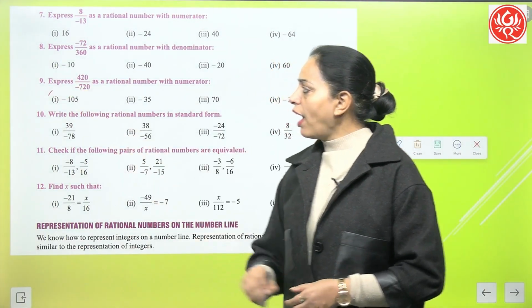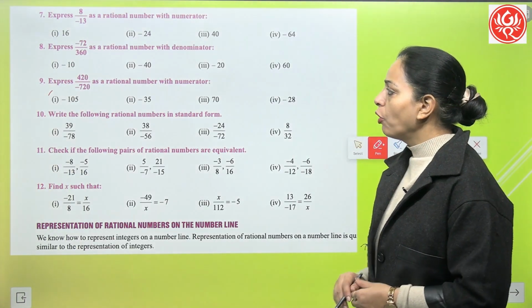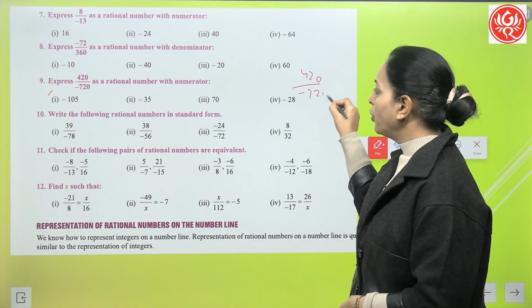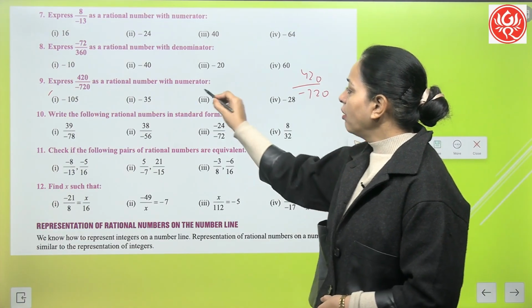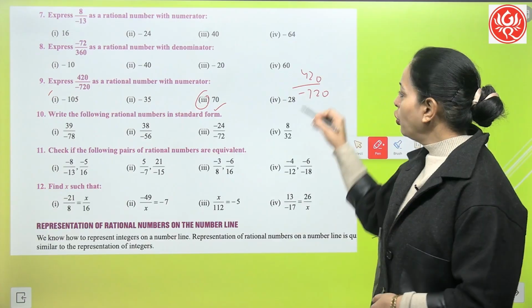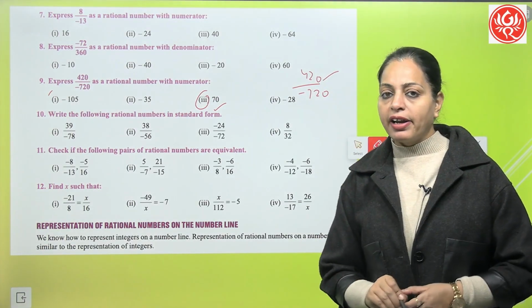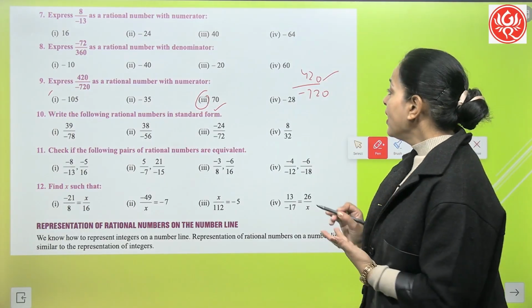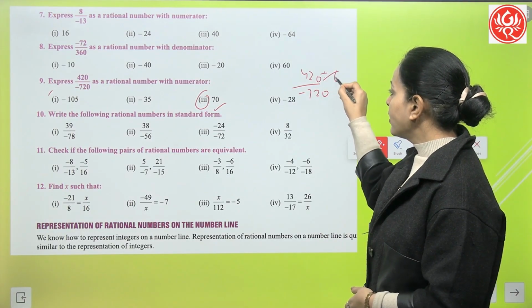Now question number 9. Express 420 upon minus 720 as a rational number with numerator, like third part 70. यानी numerator में हमें 70 बनाना है. 420 से 70 means divide करेंगे. किस नंबर से? 6 से डिवाइड कर दें.